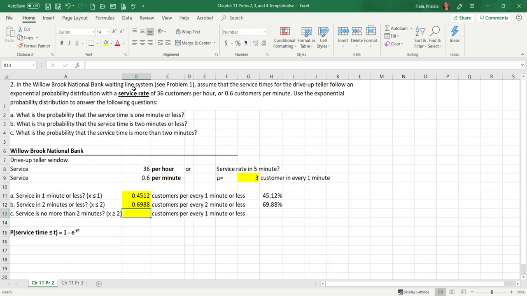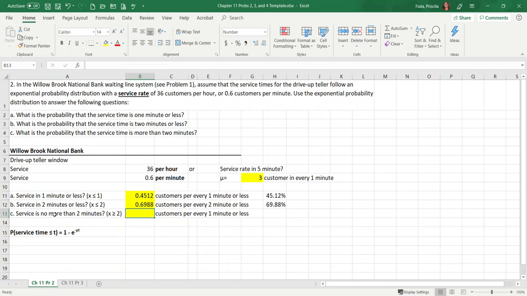And now the last one, if you notice, is asking you for a service time no more than 2 minutes, which is different. So just like we learned with the bell curve and all that, you're going to calculate this and subtract from 1, which is the difference, to show more than. We already calculated less. So we're going to do 1 minus this value right here, which is 30%. And we can go over here. And you're done with problem 2.